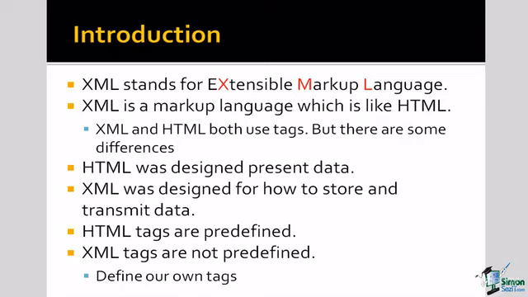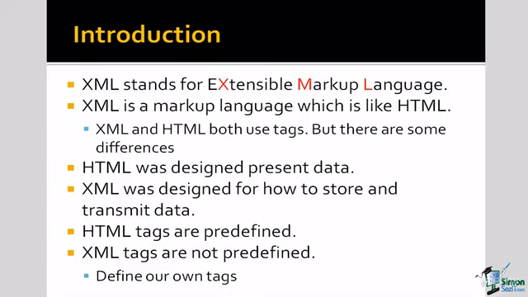As we said, XML stands for Extensible Markup Language. It's very much like HTML in its structure. They both use tags to describe data, but there are some major differences. HTML has predefined tags, and its purpose is to present data, whereas XML is designed to store and transmit data, and the tags in XML are not predefined. We define the tags that describe our data.